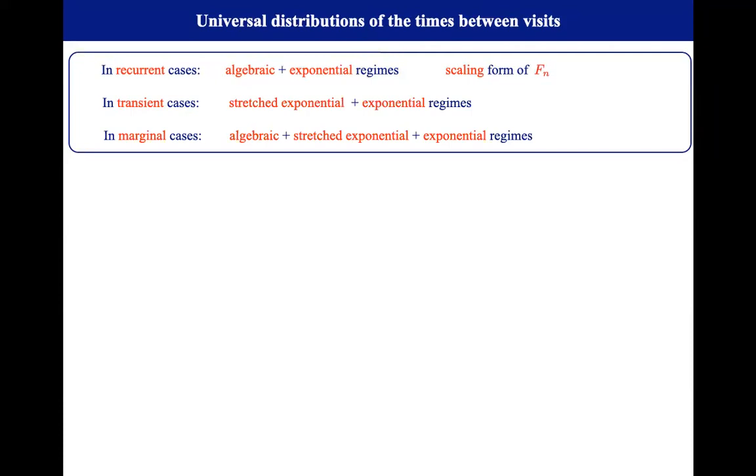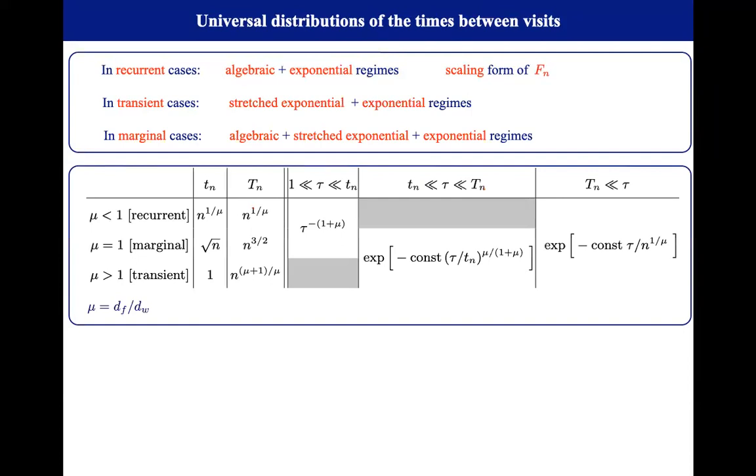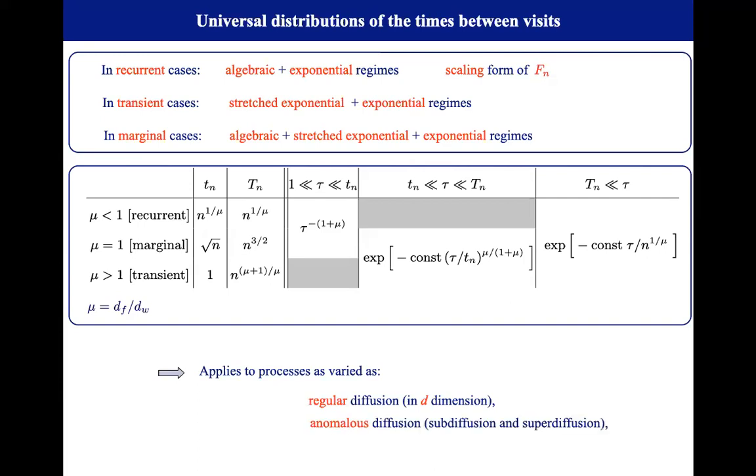More precisely, you can actually classify everything. You obtain the dependence of the crossover time between all these regimes as a function of n, the number of sites already visited. You obtain the exponent of the algebraic regime and the exponent of the stretched exponential regime. I claim that this is very general and applies to very general processes: for instance, regular diffusion in D dimensions, anomalous diffusion, both sub- and superdiffusion, and diffusion in disordered media and fractals. Before giving some words about the technical tools we used, I would like to show you an illustration of this.